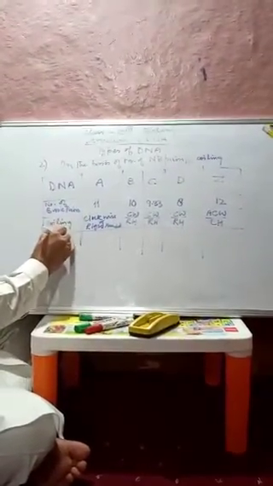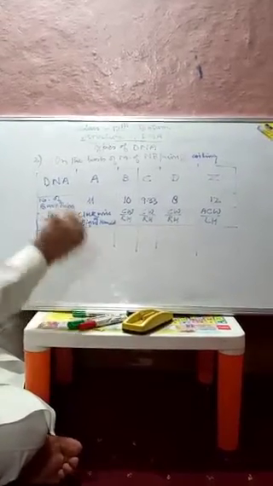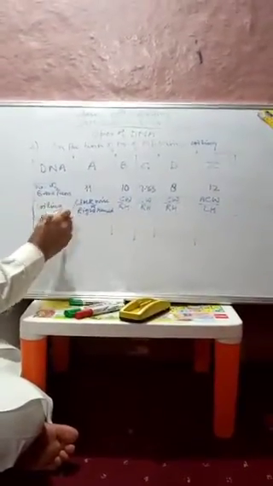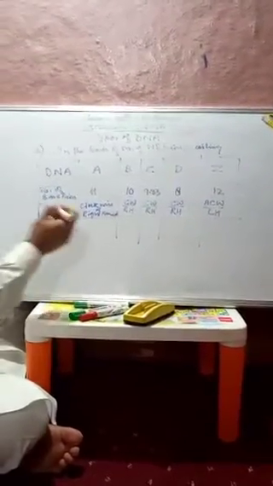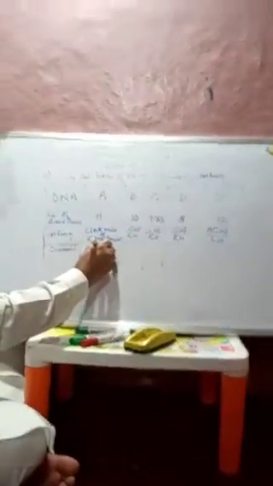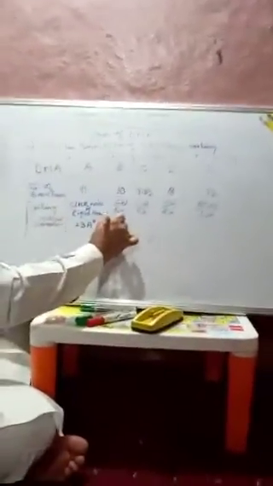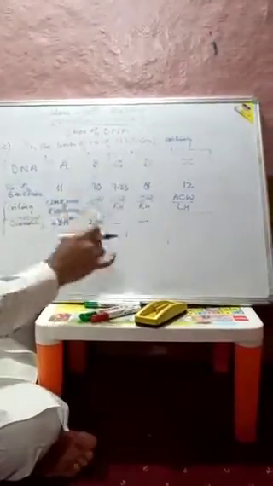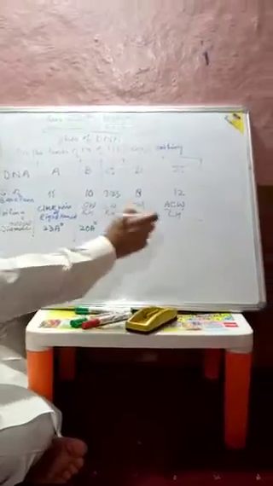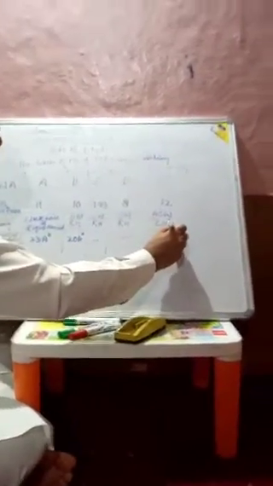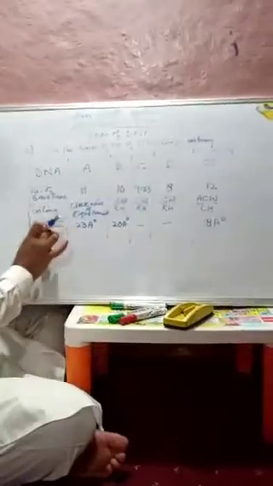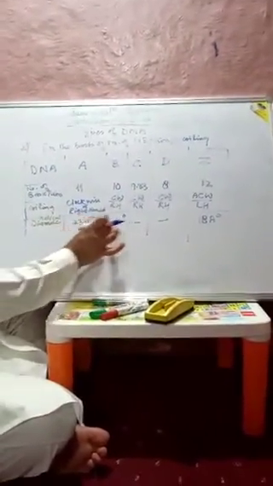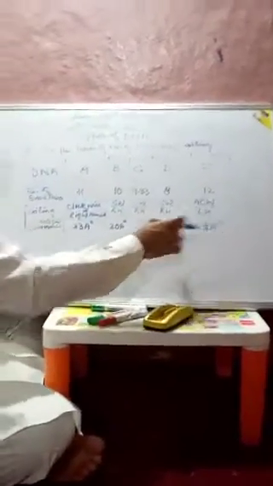Last we look at the helix diameter. That is this diameter which is called the helical diameter. What is its measurement? Here it is 23 angstroms. In B, as stated, it is 20 angstroms. C and D are not known, the measurement has not been done yet. And here it is 18 angstroms.